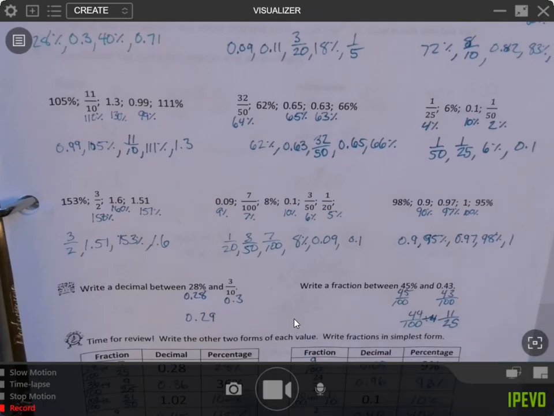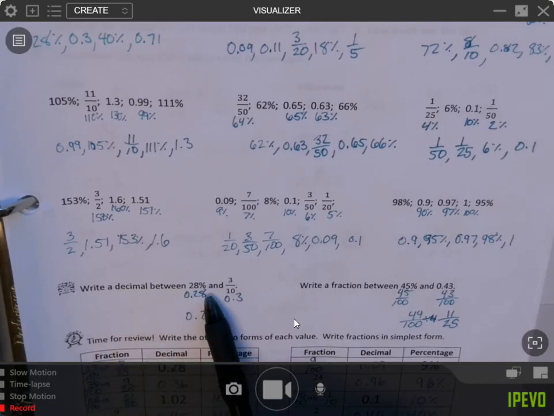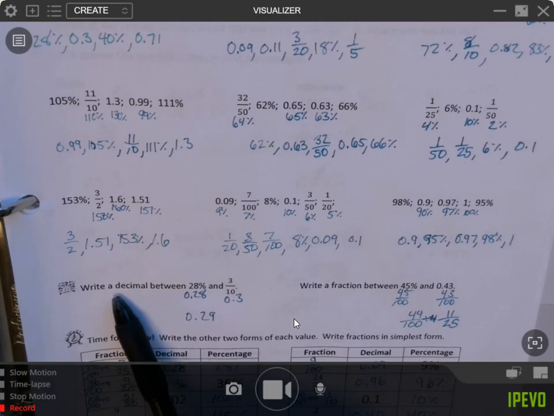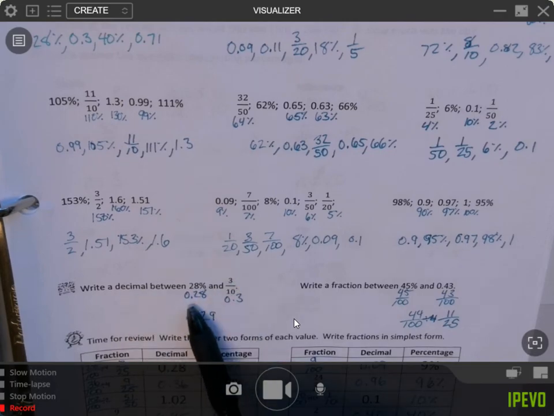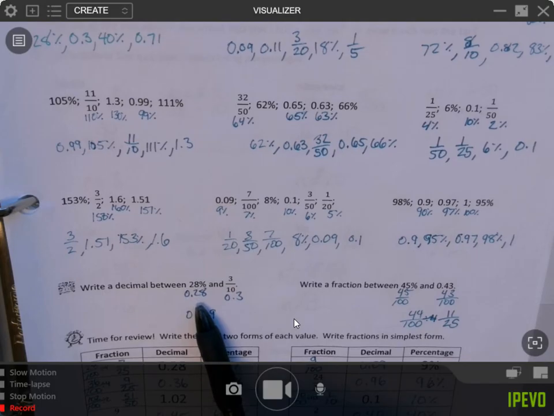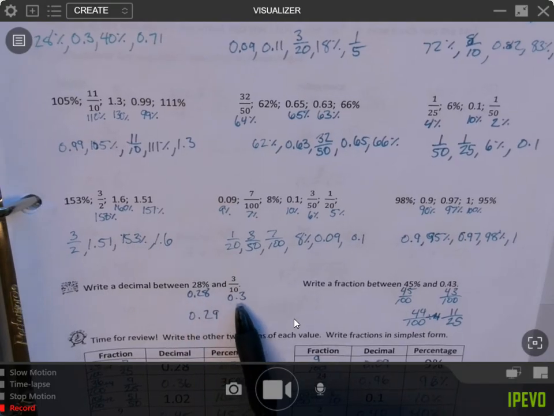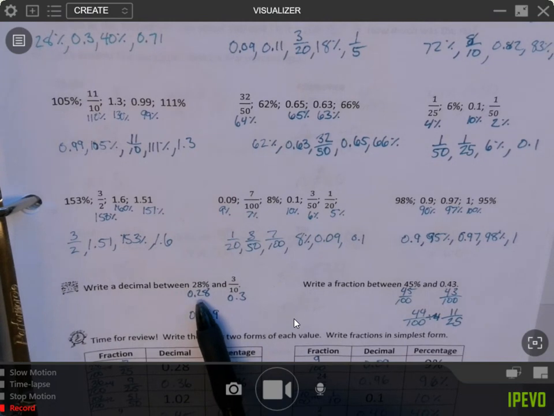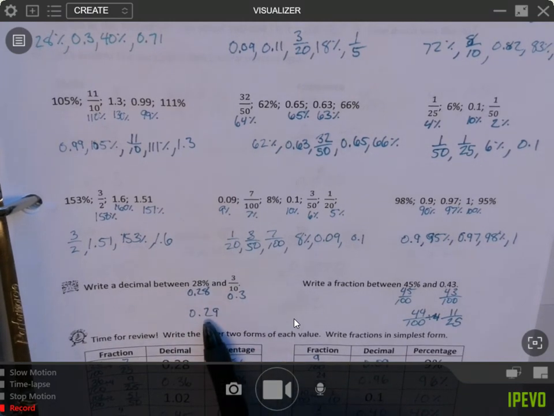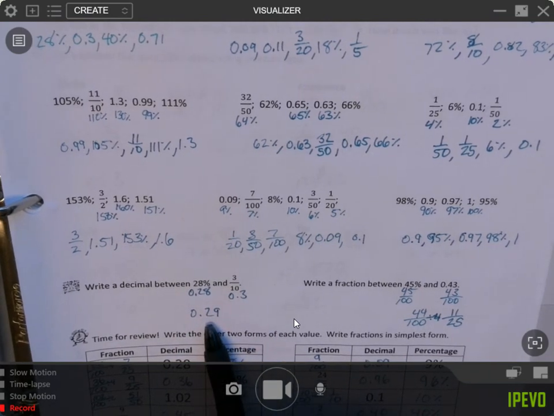All right. Then we had some questions. Write a decimal between 28% and 3/10ths. If we're writing a decimal, we wanted to convert these to the decimals. 28% is 0.28, 3/10ths is 0.3. So in between 0.28 and 0.3 would be 0.29.